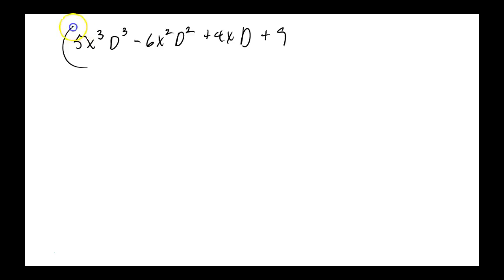Okay? And then they start combining them with other things, like even this, 5x cubed D cubed. Now, it doesn't have to be the same power, but this one just happens to be. Minus 6x squared D2. I don't like to call that squared and cubed. I call it D2, because it's not really squared, it's just second. Plus 4xD, plus 9. That's an operator that could act on some function.